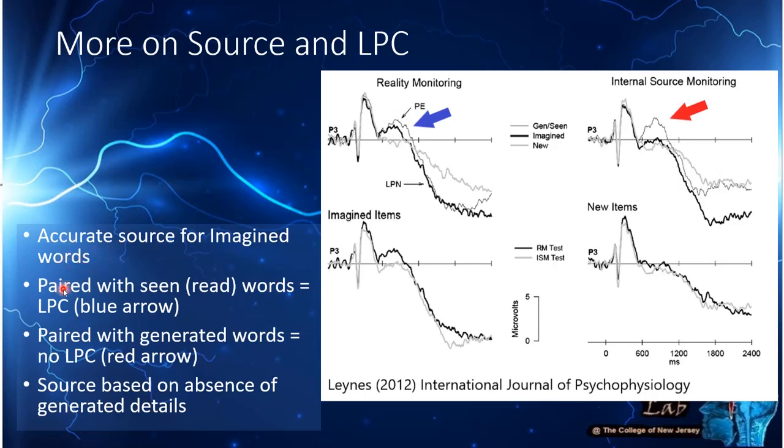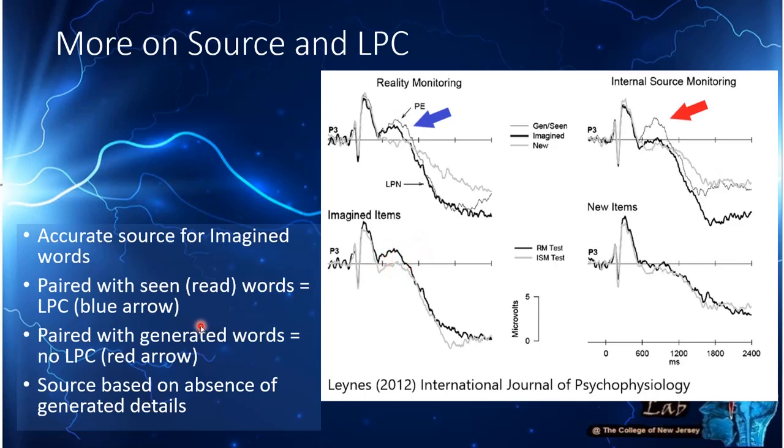In one testing situation, these imagined items were paired with words that were read, and in this case, the imagined items elicited the LPC. However, in the other condition, imagined items were paired with words that were generated. So the research subjects created their own words. And in this case, there was no LPC. So here you can see the difference in this panel down here across the two tests.